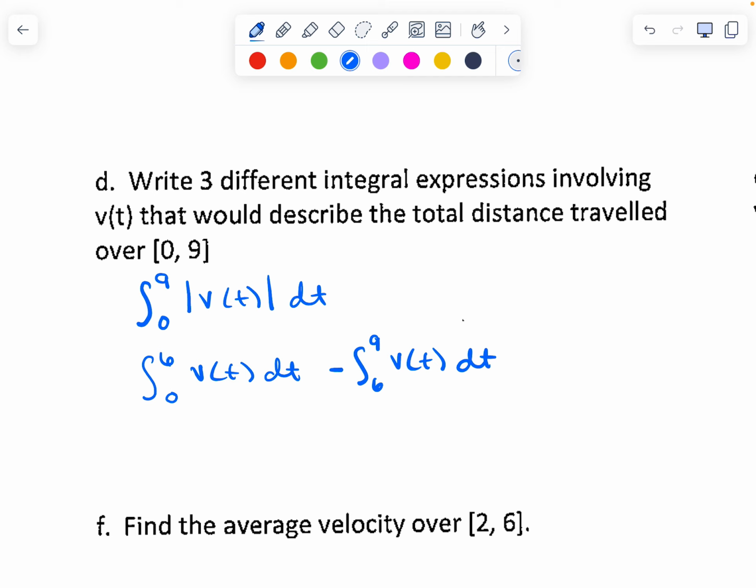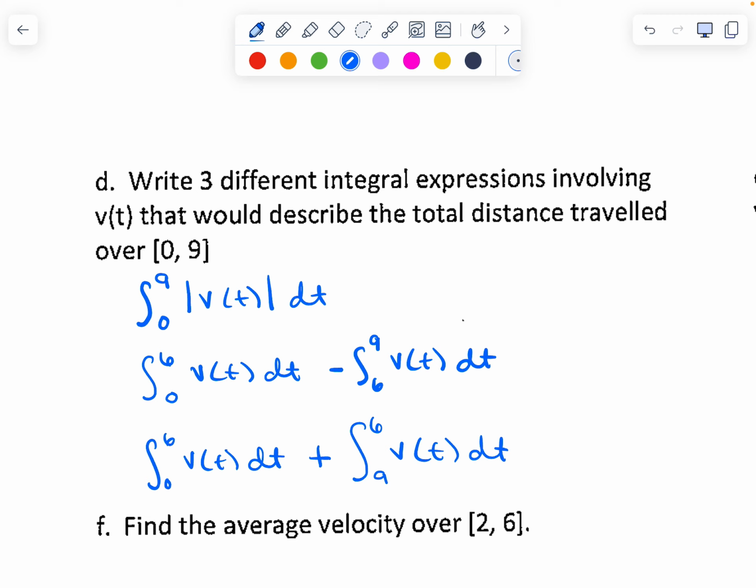Alternately, and this one's kind of fancy, the negative part, instead of subtracting it, you could reverse the order of the indices. So you would go the integral from 0 to 6 of v of t dt plus the integral from 9 to 6 of v of t dt. All 3 of these are equal. They all give you the same answer, just different ways of doing the same thing. Fancy.